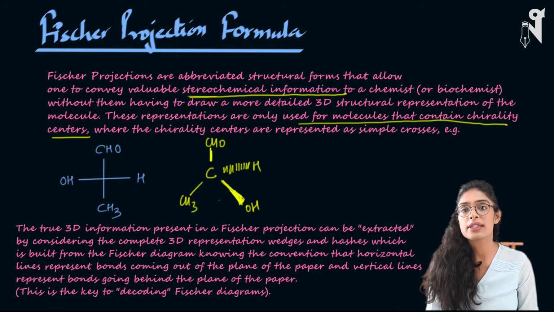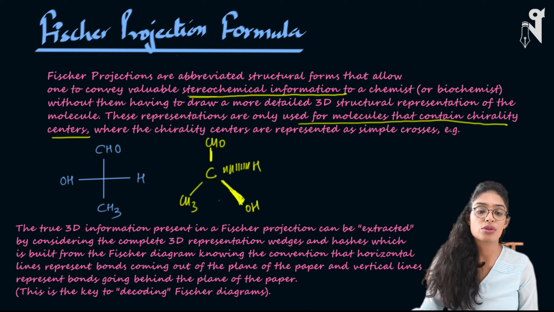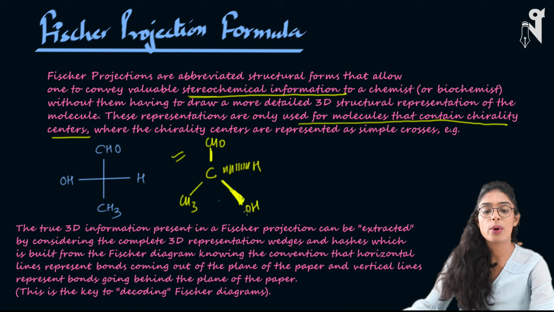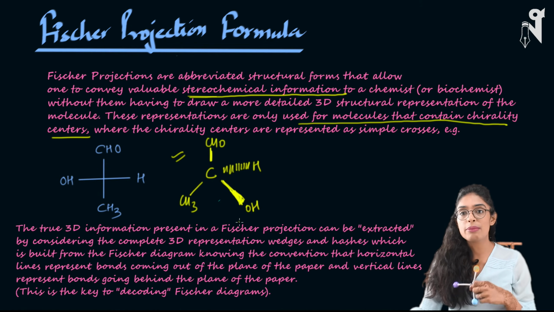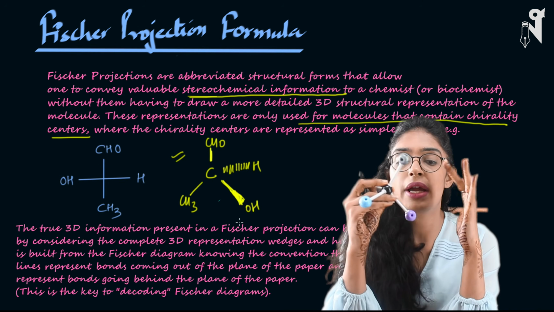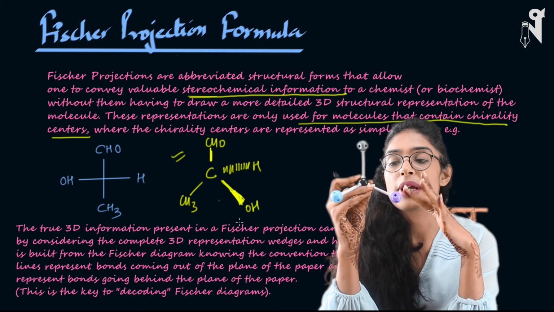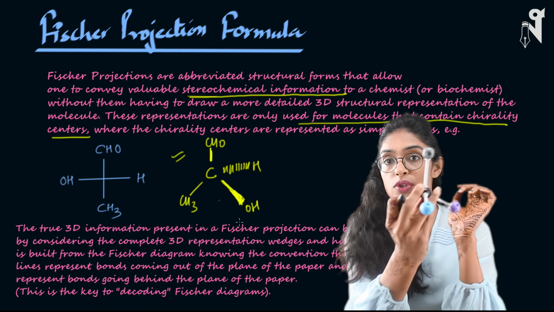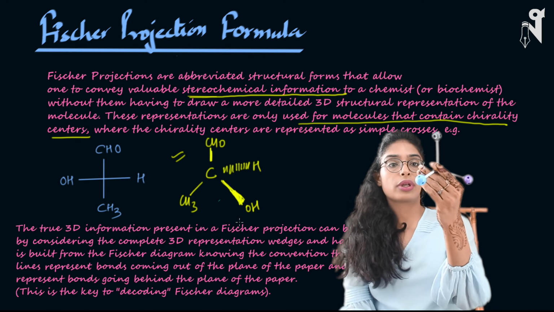Okay, so let's take an example. Let me just draw a wedge-dash representation. So there is one compound here. I have written C, CHO, CH3, OH and hydrogen. So assume I am the viewer. This is my CHO, this is my CH3, this is my hydrogen, and this yellow thing is my OH, which I am looking at.